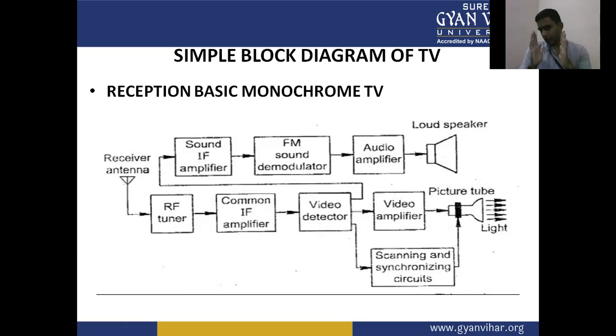In the next section, we have audio amplifiers. This amplifier is used to amplify the audio signal to a certain level. Then at the end we have the loudspeaker to produce the sound from the signal. So the picture tube and loudspeaker produce the scene or picture and the corresponding sound. This is the complete block diagram of our TV receiver system.